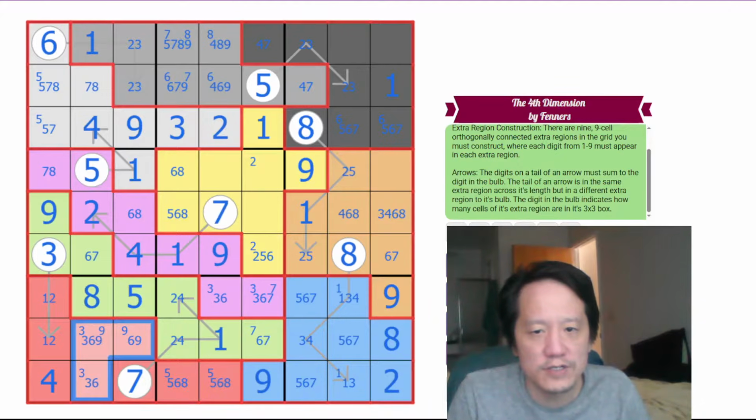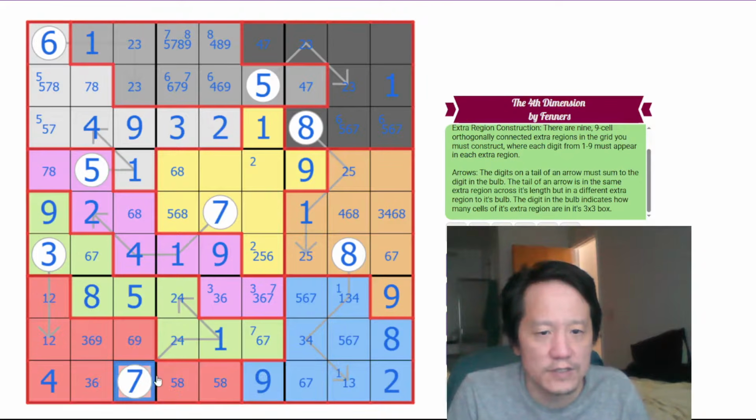And we have a 3, 6, and 9 triplet in the red region, which eliminates 3, 6, and 9 in the rest of the red region. Therefore, this is 5 and 8. That eliminates 5 in the rest of that region. This 7 eliminates 7 here. So this is 6, which makes this 3. This can't be 3. The 3 eliminates 3 here. So this is 1. That means this can't be 1 here.